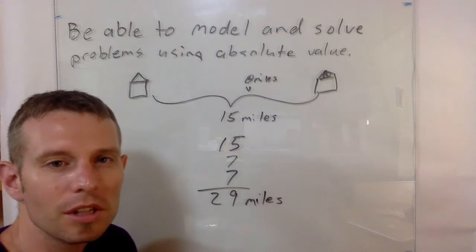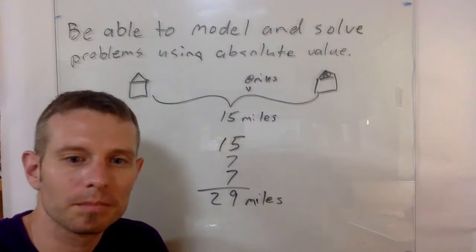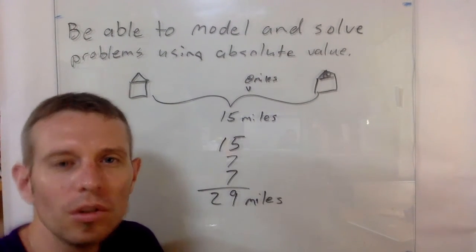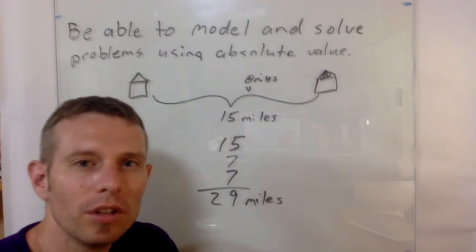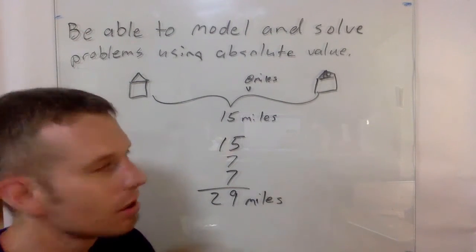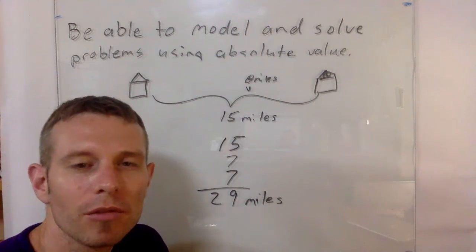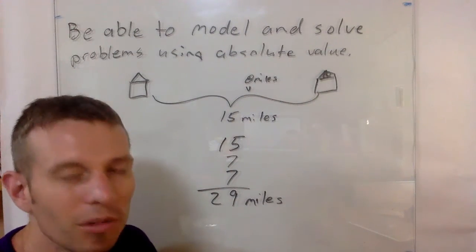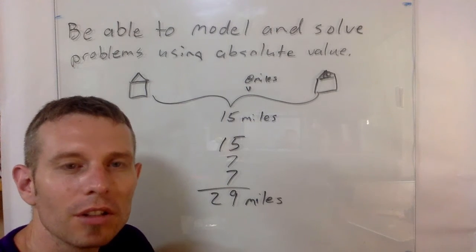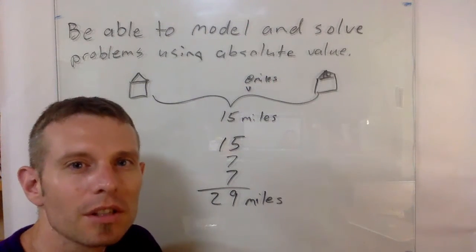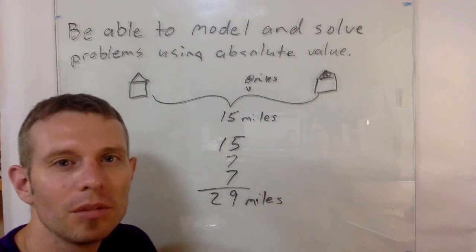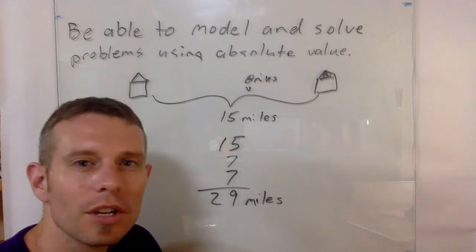And so maybe you can see, I hope, that even though you're still only 15 miles away, you actually ended up traveling back and forth much more than that. And that's a kind of problem that would use the absolute value, the distance back and forth, to be able to get a mental picture in your head of what's going on.